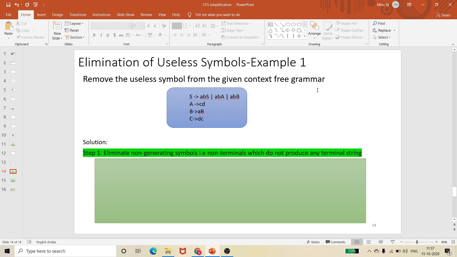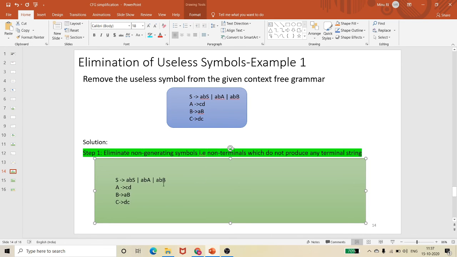First one, we have some grammar something like this. First we will find which are the non-generative symbols. Let me copy paste it. How to find generative: a symbol should give some terminal. See here, A gives some terminals, CD, no problem, and B gives a combination of terminal and non-terminal.